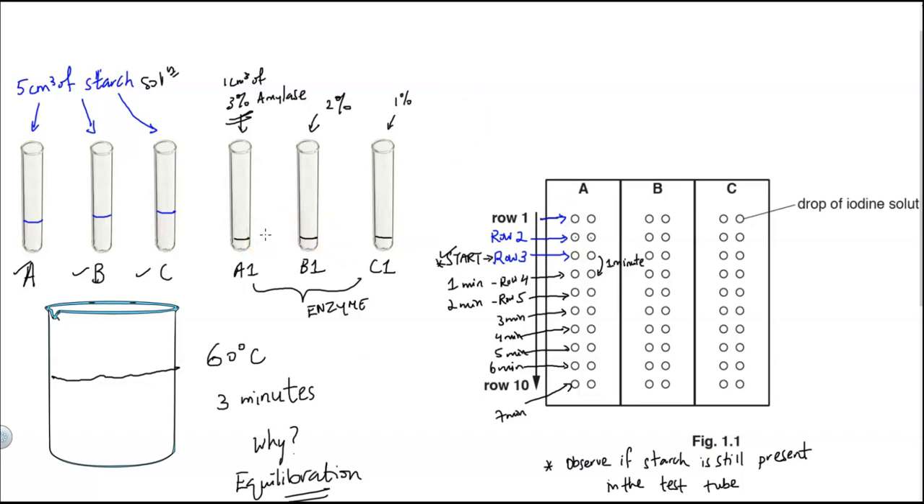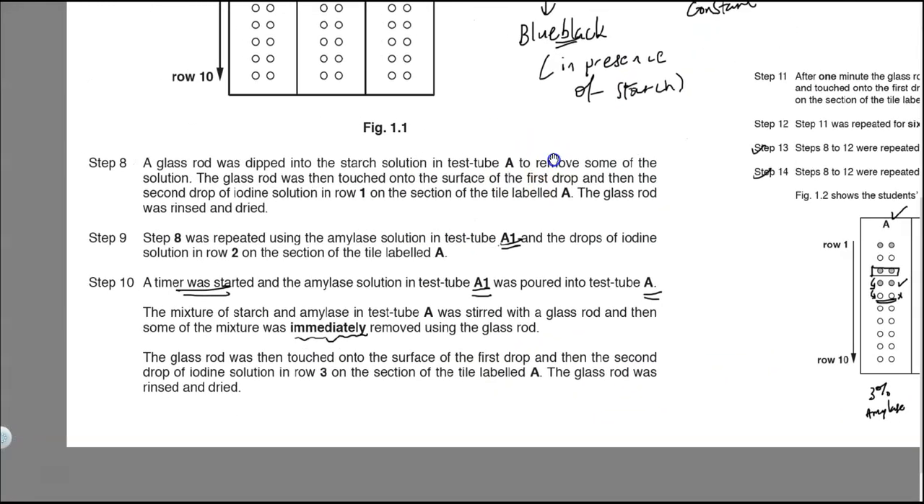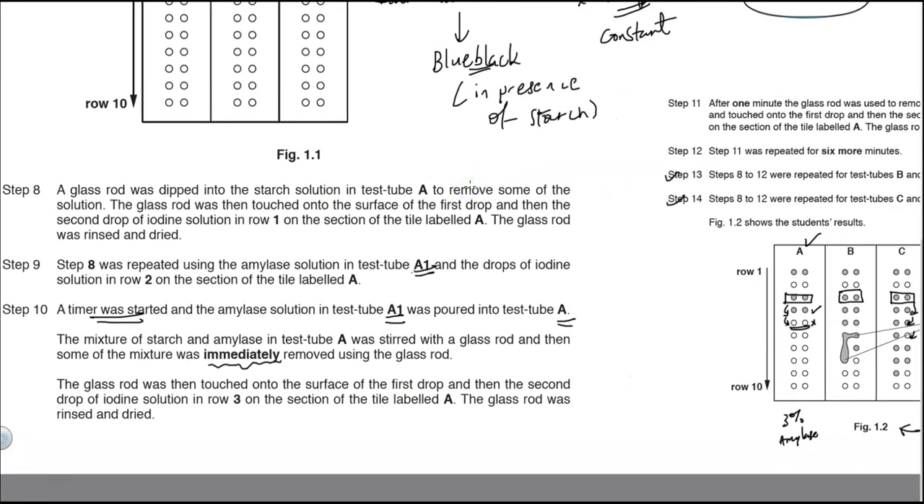Then the next step, we're looking at step 10. This is where it's very, very important. That's why when you're doing an experiment, you should always read all the steps first. So we're going to start the experiment and we're using a timer. Ask yourself, why am I using a timer? We're using a timer because we are measuring the rate of enzyme activity. So we want to know how fast the amylase is breaking down the starch. We want to find this out.